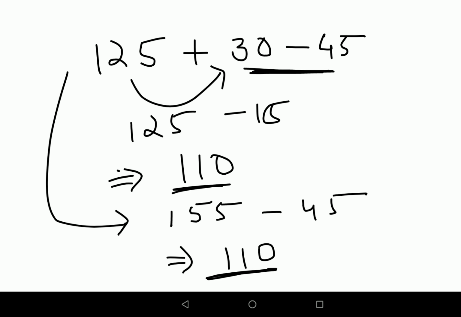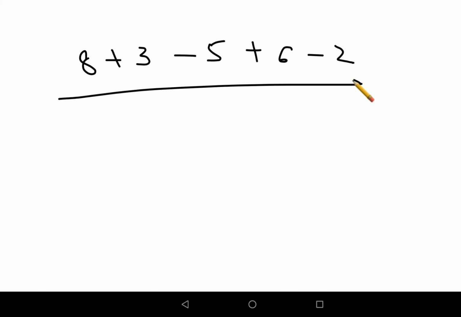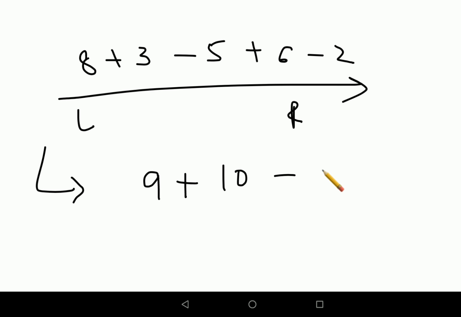Okay, but if you had more questions like 8 plus 3 minus 5 plus 6 minus 2, then in that case I would request all of y'all to follow the pattern of left to right. Okay, only in the scenario where you have just one plus sign and one minus sign, then in that case it doesn't matter which you're doing first. Okay, I hope this is very clear to everyone.